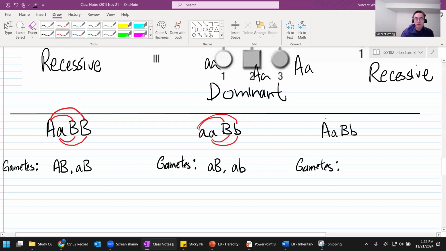So in this case, there are four possibilities. Big A, big B, big A, small b, small a, big B, and small a, small b.